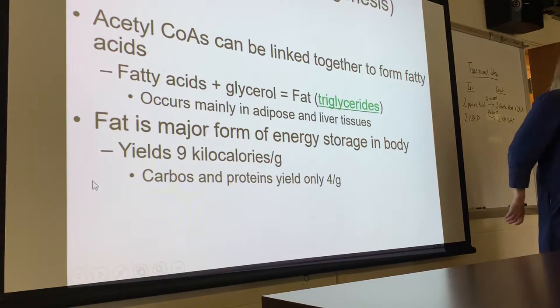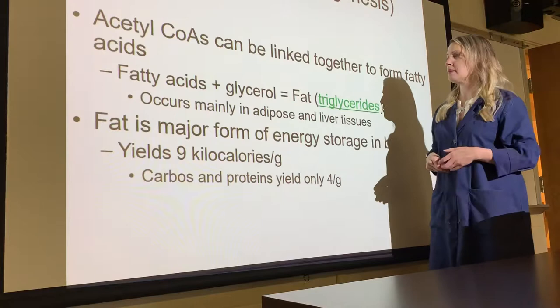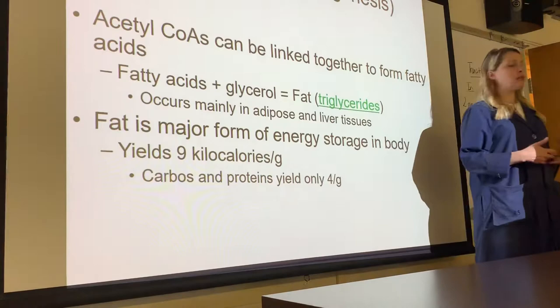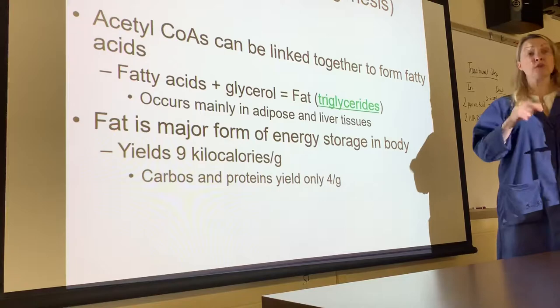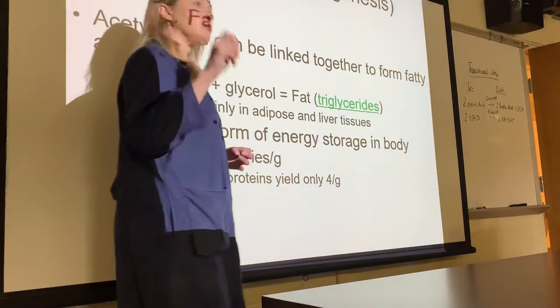So, as I said, acetylcoenzyme A's can be linked together to form fatty acids. Because acetic acid has two carbons, you get two carbons at a time. This process of lipogenesis occurs in adipose tissue and liver tissues. And I mentioned to you guys before, and here we're going to see exactly what I'm talking about, that triglycerides are the most major energy storage form that we have in our bodies. Do you remember why it has more energy in a triglyceride molecule than in a glucose molecule? Anybody remember?